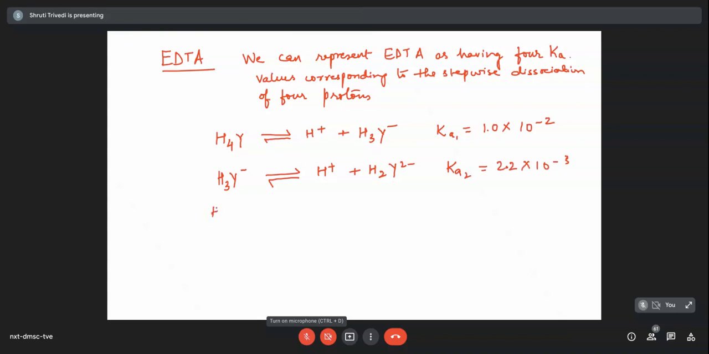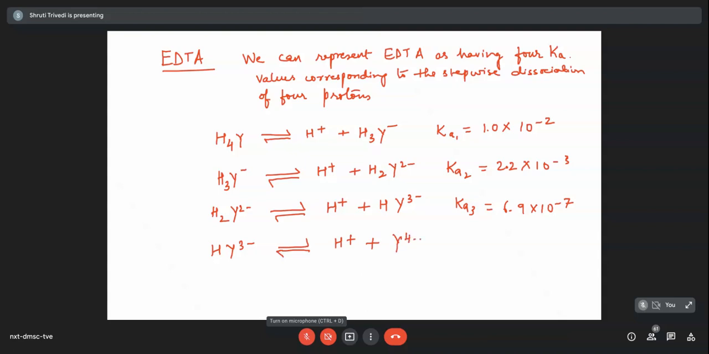Again, I take the species H2Y2 negative. If it again loses one proton, this becomes HY3 negative, and Ka3 is equal to 6.9 into 10 to the power of minus 7. And the last one, HY3 negative, if this loses the last proton, this becomes Y4 negative. This is the actual species which is going to interact with the metal ion to form the metal ion complex. Ka4 is 5.5 into 10 to the power of, since this is a constant, it does not have any units.